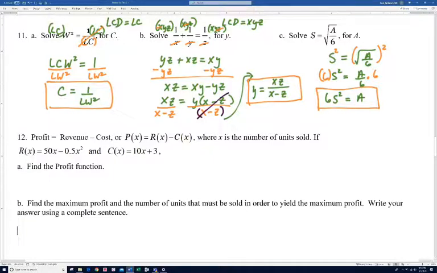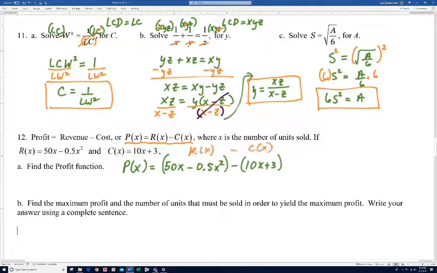So we're given R(x) is equal to 50x minus 0.5x squared, and C(x), or our cost function, is 10x plus 3. So I'm going to go ahead and plug those into the formula. So P(x) is equal to R(x), which is 50x minus 0.5x squared, minus C(x), which is 10x plus 3. So we're just going to have to distribute here and combine like terms.